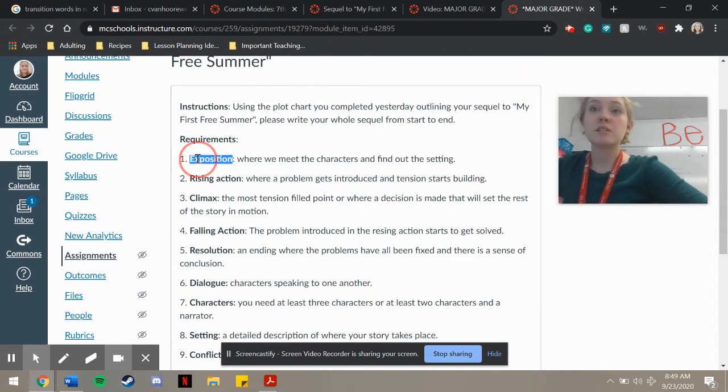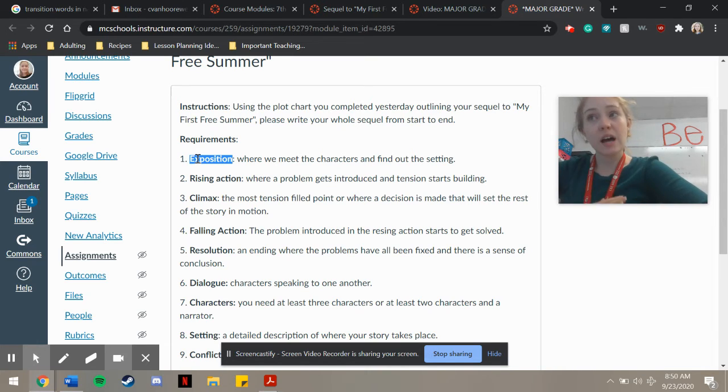Right here, it says you need to have an exposition, which is where we find out the characters and setting, where we get introduced to the background information of our story. You should already know this. We talked about it last week. Rising action, where the problem gets introduced to the story. Climax, whatever the most tension-filled or exciting part of the story is. Falling action, where things start to get fixed, and resolution, where everything does get fixed in the end.